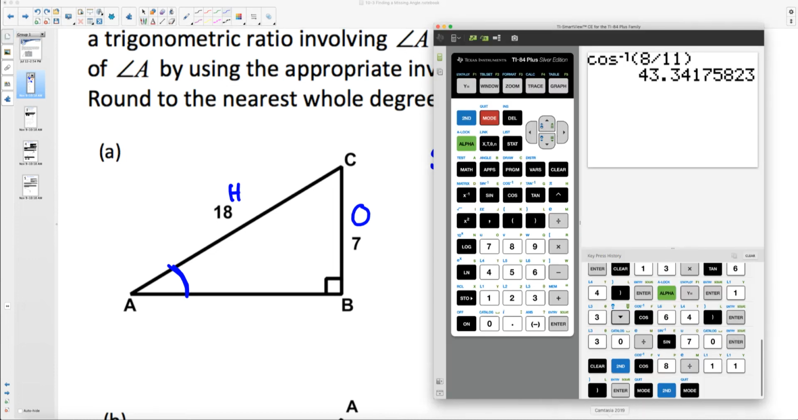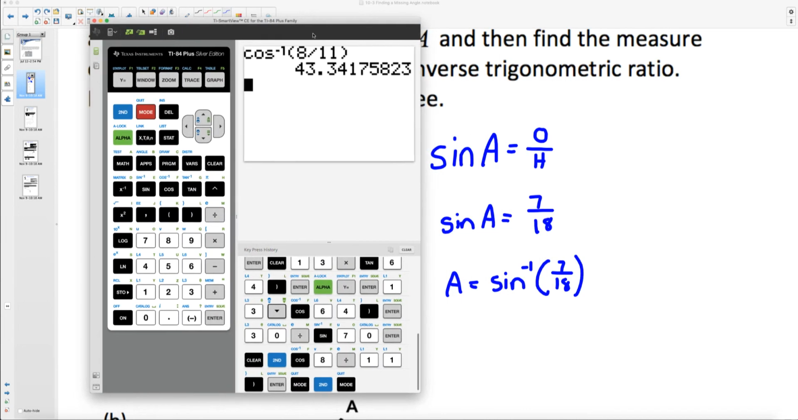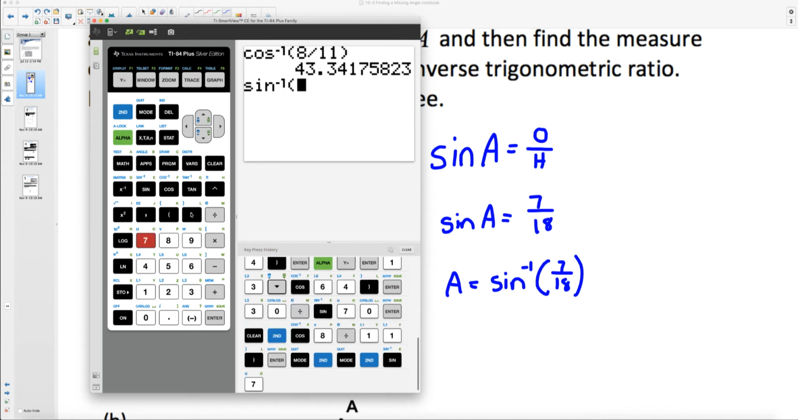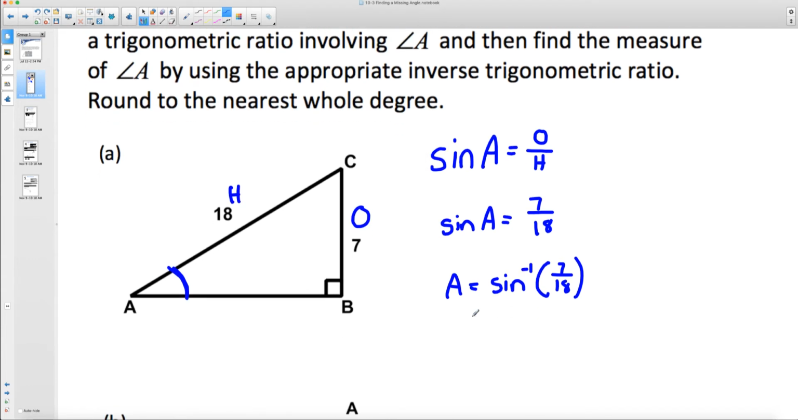We'll go over to our calculator. And basically what the calculator is doing, it's trying to figure out the angle. It's trying to figure out the angle that gives us a ratio of 7/18. So it's doing whatever it needs to do to figure out what that angle is that gives us a ratio of 7/18. And it winds up being 22.88, round to the nearest whole degree. So 23 degrees.